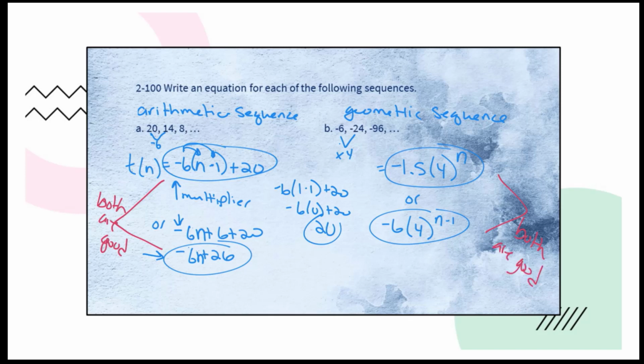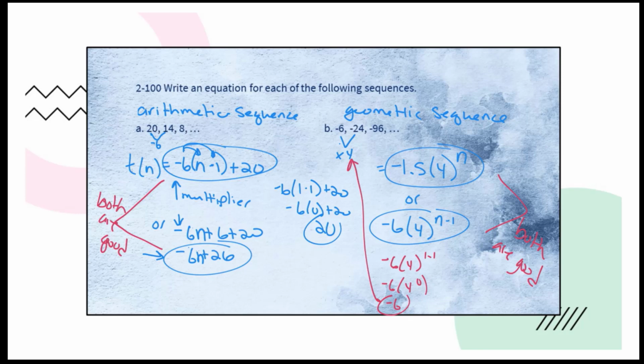And if I'm looking at part B, if you start with just negative 6, you have to remember that you're putting in your one element. It would be negative 6 times 4 to the 1 minus 1. Well, that's negative 6 times 4 to the 0, and 4 to the 0 is 1. So it's just negative 6. That's how you get the first element.